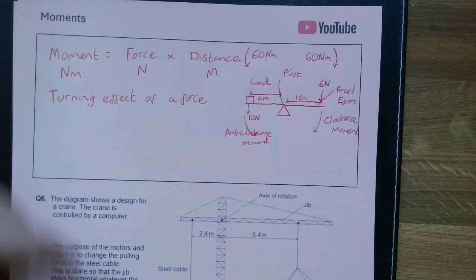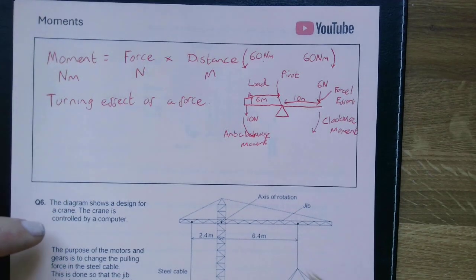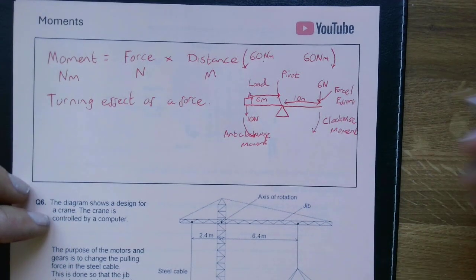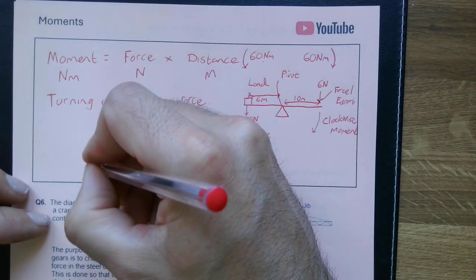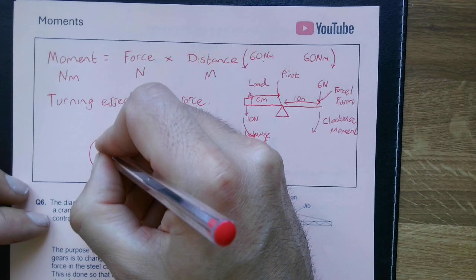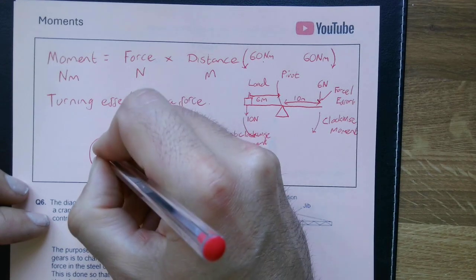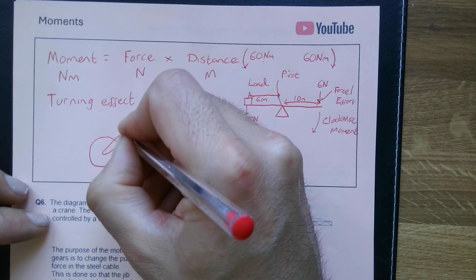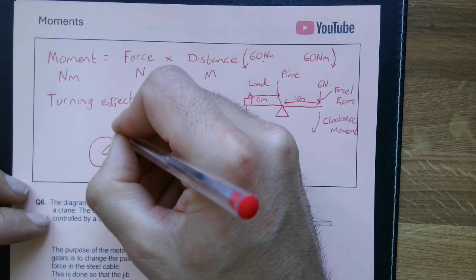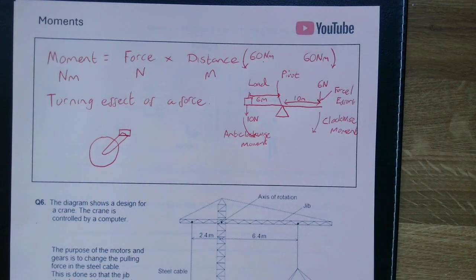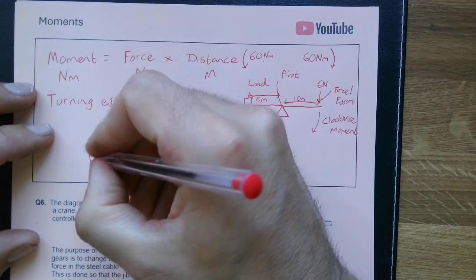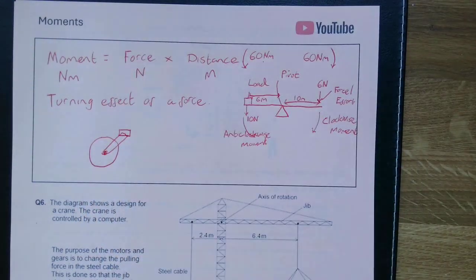Let's have a look at what perpendicular distance means. The best example of this is a crank on a bike. If we draw a crank on a bike, which is the thing that turns, and the pedal goes here, our distance is the perpendicular distance from the pivot. The pivot is where it turns from, which is just there.